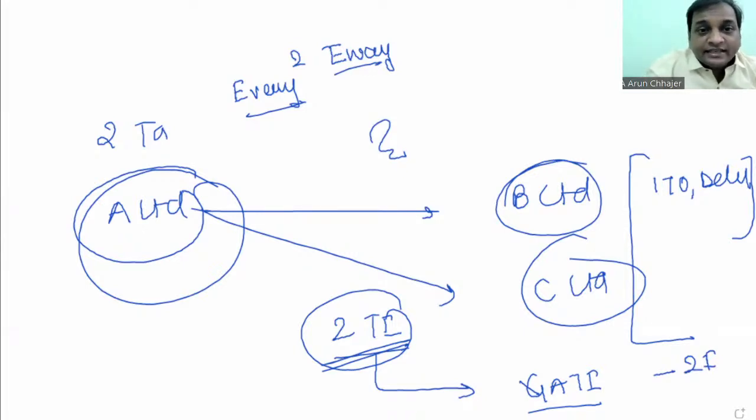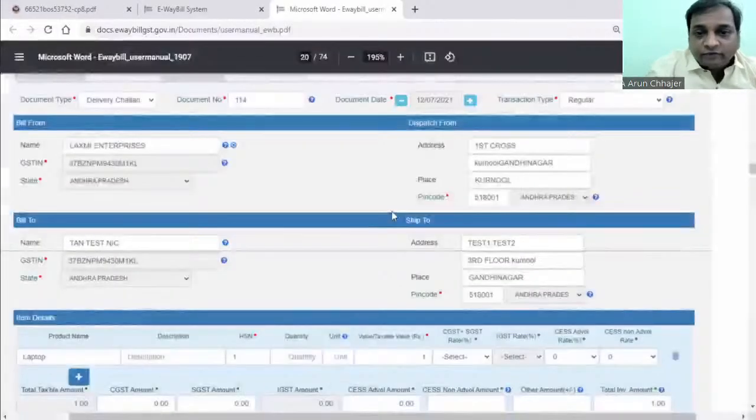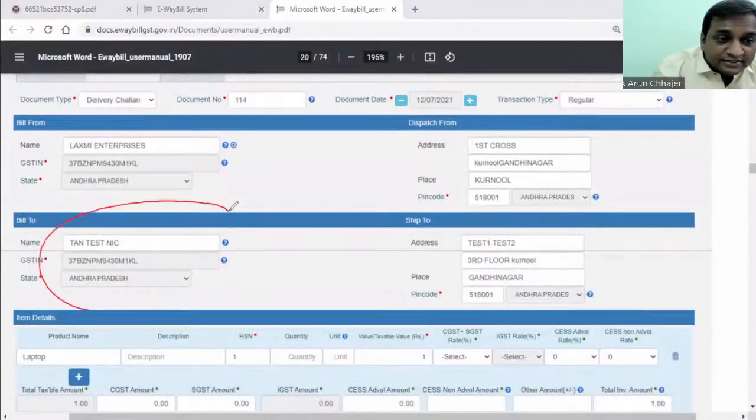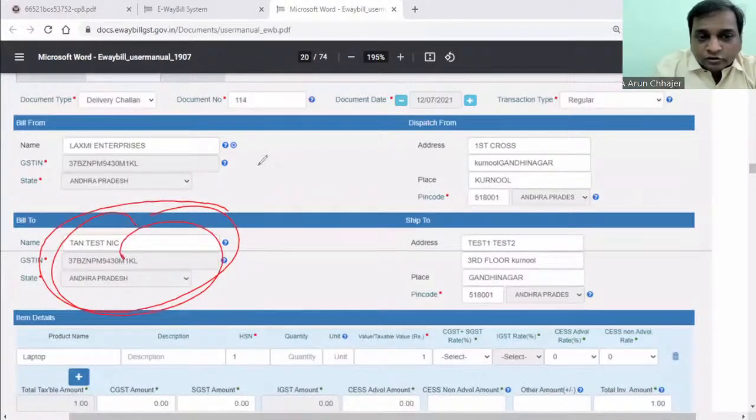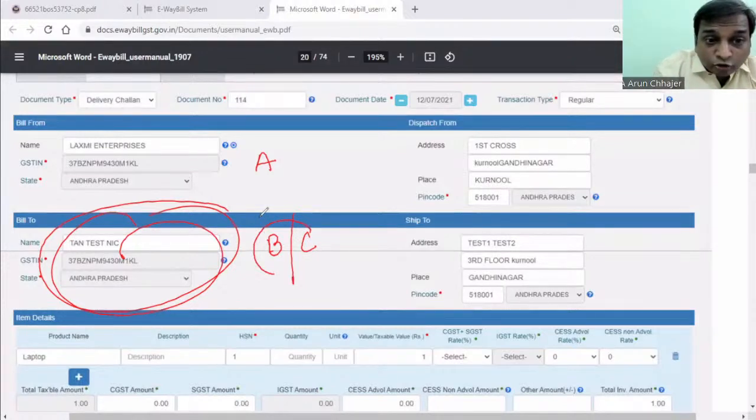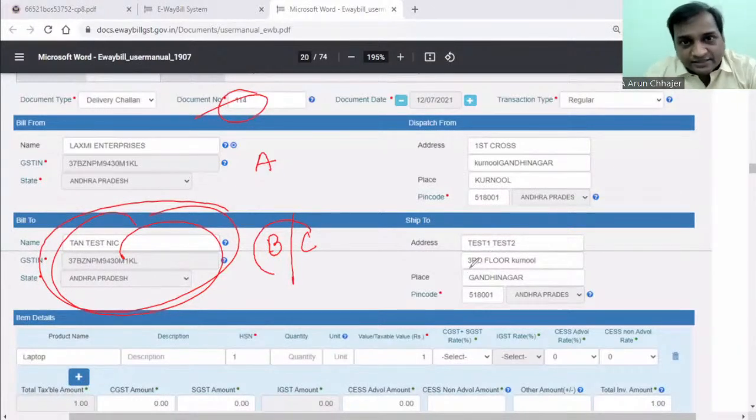Go back and see how you can generate a single e-way bill, because you need to write the customer name. Suppose the supplier is A; either you can write B or you can write C. So therefore, if there are multiple documents like tax invoices or delivery challans, or multiple conveyances, you need to generate multiple e-way bills.